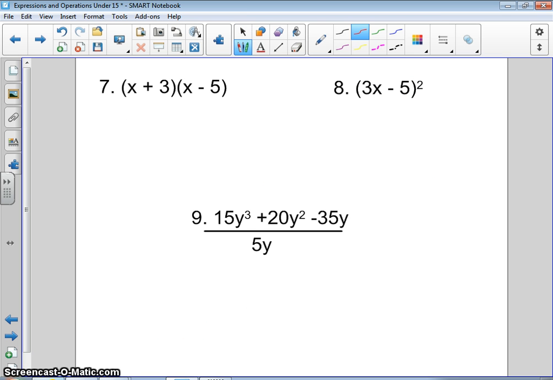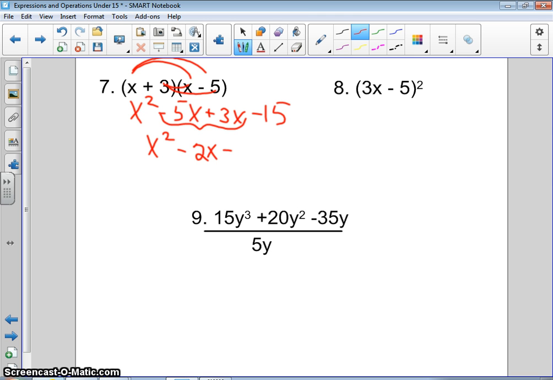Now for our last 3 problems on this video, the first one is what some people call FOIL multiplication. We're multiplying 2 binomials. We're going to have x times x, that's going to give us x squared. X times minus 5 is minus 5x. Then we distribute the 3. 3 times x is 3x, and 3 times minus 5 is minus 15. We look to see if we can combine the middle terms. We're going to get x squared minus 5x plus 3x is minus 2x minus 15. So there's the answer to that one.